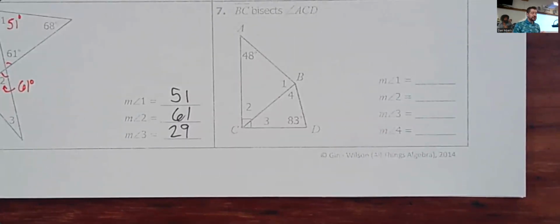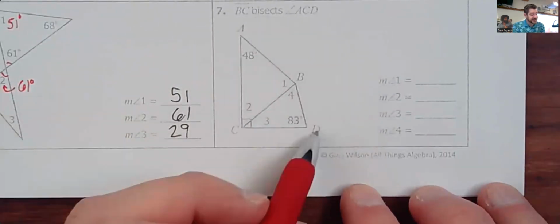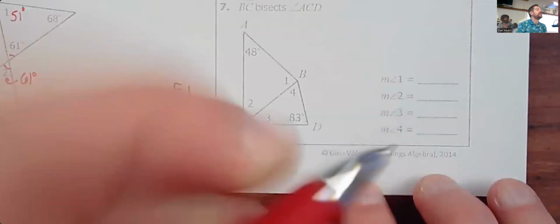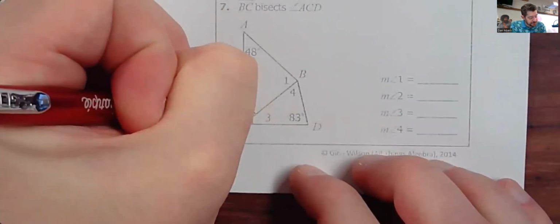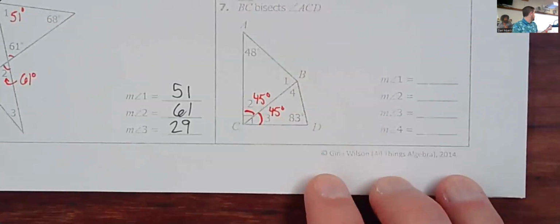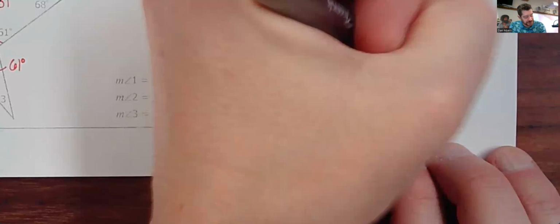Okay. Number 7, we have some information that we are given. It says that segment BC bisects angle ACD. So ACD is this one down here. ACD is the 90-degree angle. The 90-degree angle is being bisected by BC, which means that angles 2 and 3 are congruent, and they're each 45, because if you cut 90 in half, you get 45. So right away, let's just write in angles 2 and 3 as 45 degrees. They have to be congruent because this is being bisected. Half of 90 is 45, so 2 and 3 are each 45.